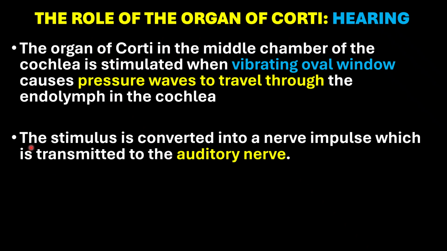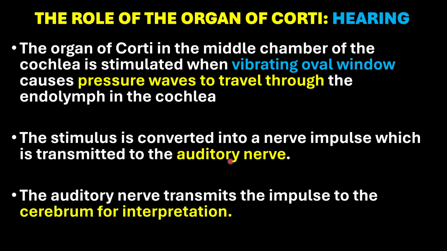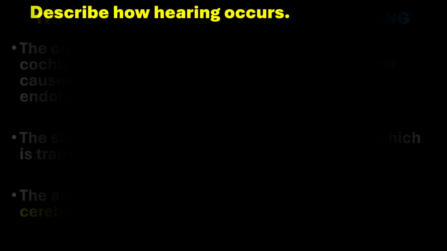And then what will happen is that the stimulus is converted into a nerve impulse. The movement of the hairs in the organ of Corti creates an impulse. And then this impulse is transmitted to the auditory nerve. And then the auditory nerve will transmit the impulse to the cerebrum for interpretation. So this is actually a three-staged mechanism that allows us to hear. That will take us to the detailed process on how hearing occurs.